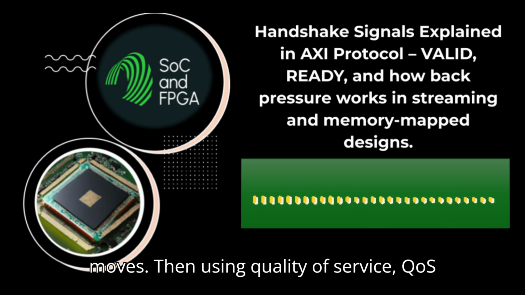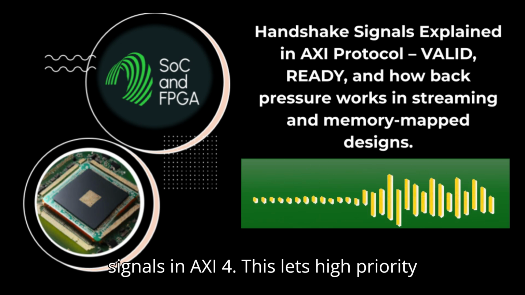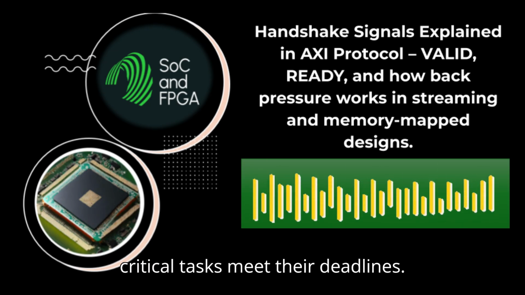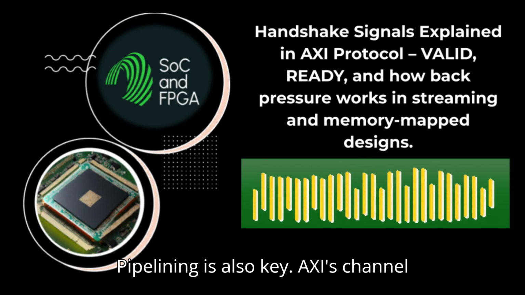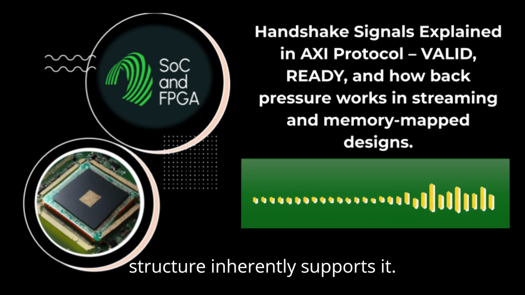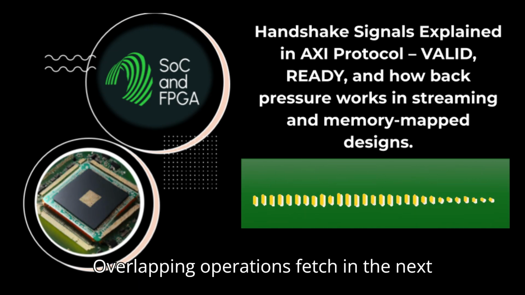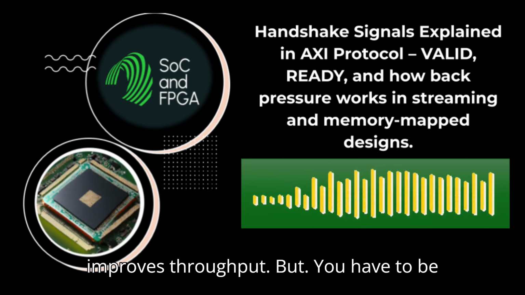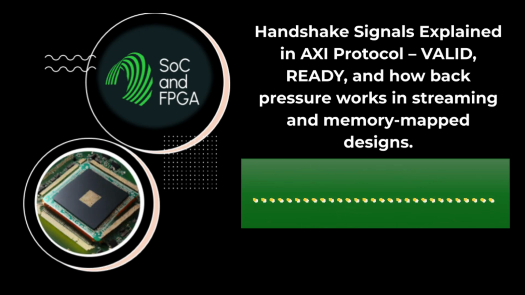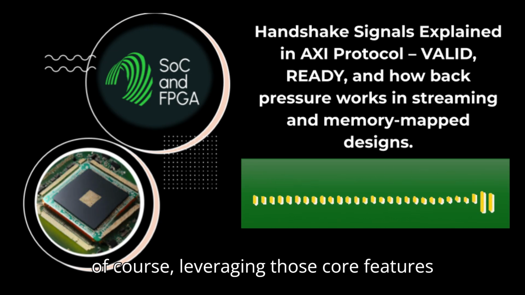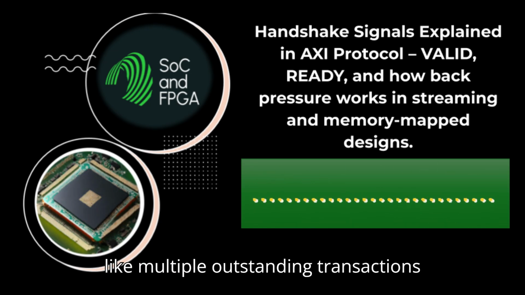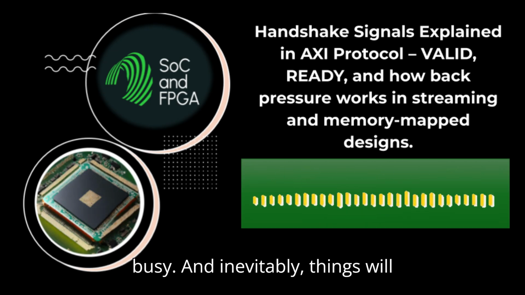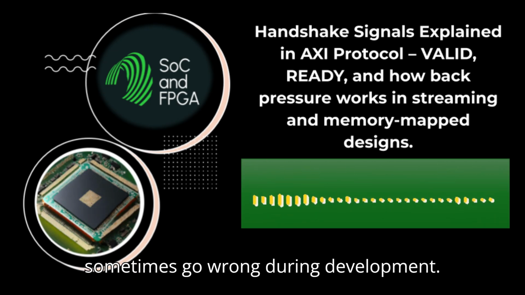Then, using quality of service, QoS, signals in AXI4. This lets high-priority masters get preferential treatment through the interconnect, ensuring critical tasks meet their deadlines. Pipelining is also key. AXI's channel structure inherently supports it. Overlapping operations, fetching the next address while the current data transfers, improves throughput. But you have to be careful not to add too much pipelining, as each stage adds a little latency. And of course, leveraging those core features like multiple outstanding transactions and the independent read-write channels is fundamental to keeping the highway busy.